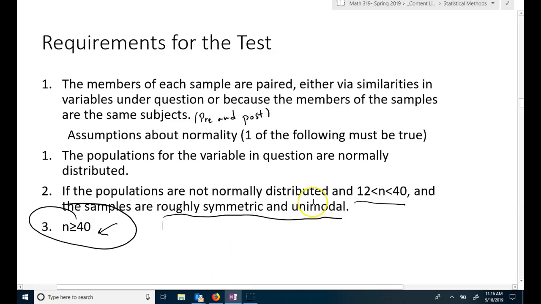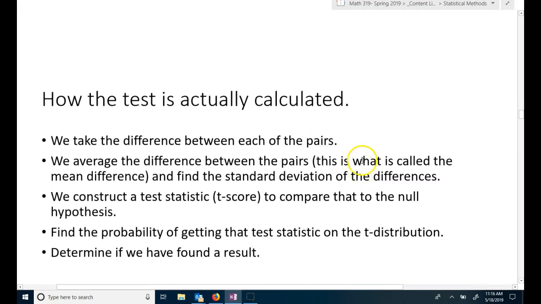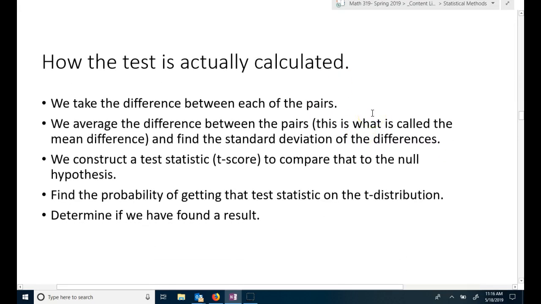Okay. All right. Now, let's take a look and let's talk about how the test is calculated. So inside of this test, we'll take the difference between each of the pairs, and then we're going to average the distance between the pairs. This is what's called the mean difference, and find the standard deviation of the differences. Then we construct a test statistic to compare that to the null hypothesis and find the probability of getting that test statistic on the t-distribution.